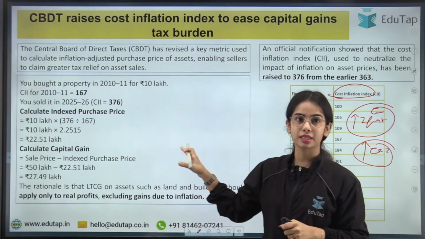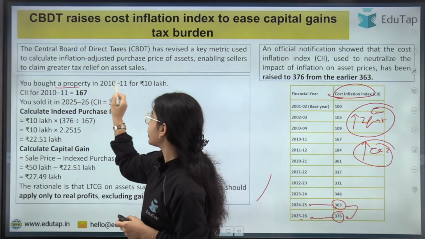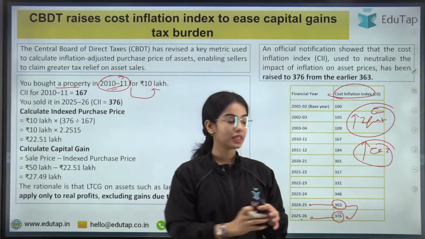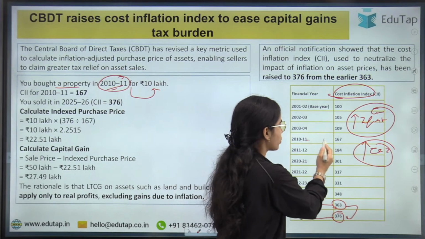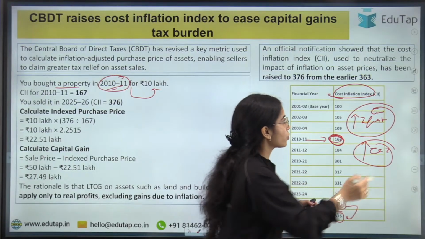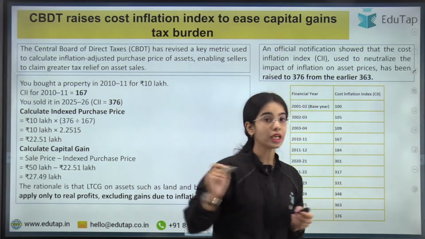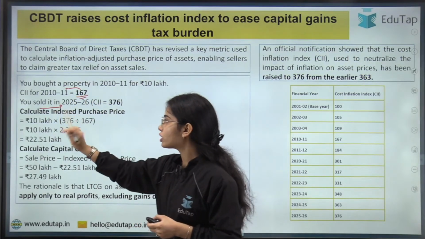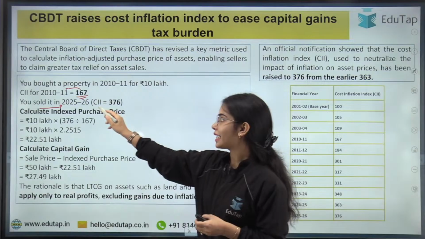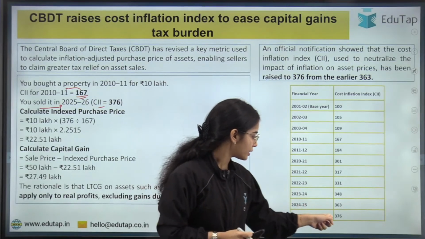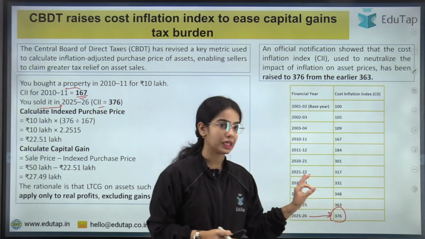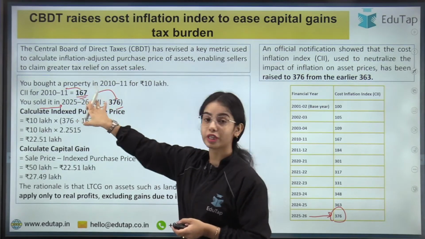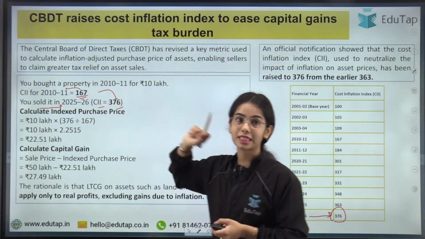Now let's take a numerical example. Let's say you bought a property in 2010-2011 for 10 lakh rupees. At that time, the cost inflation index was 167, right? Okay, so the cost inflation index was 167 in 2010-2011. Now you sold the property in 2025-26, and the cost inflation index in the current year is 376. That means inflation has increased. You can see that the cost inflation index has increased.